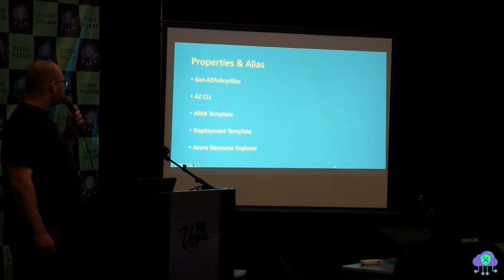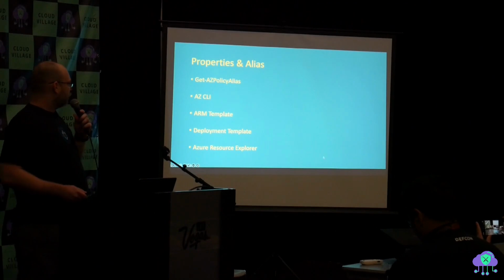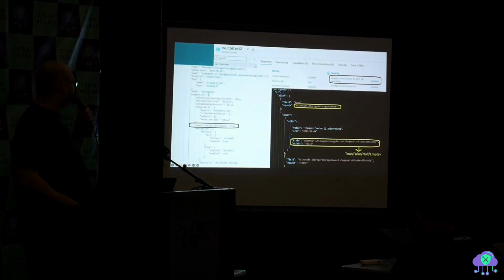So I included different tools that can help you look for these, like Azure CLI, the deployment template, or the Azure Resource Explorer. So a quick example. This is a storage account, and I'm looking on the web UI for requires secure transfer for REST API operations. And once I check the properties on the deployment template, I can see it is translated to the supportsHttpsTrafficOnly property. So we will need these.